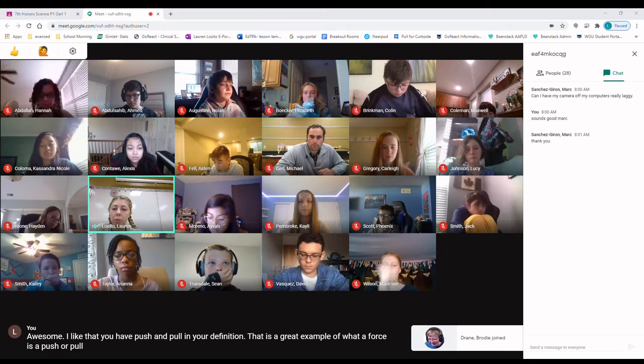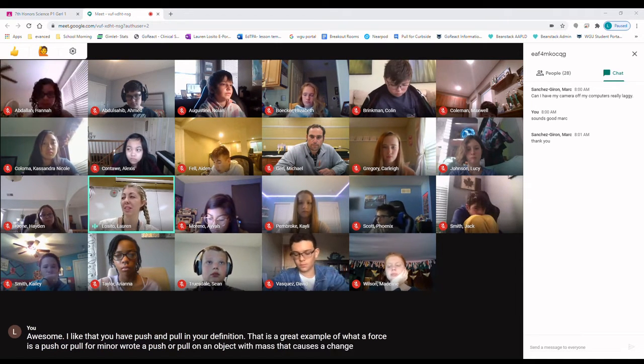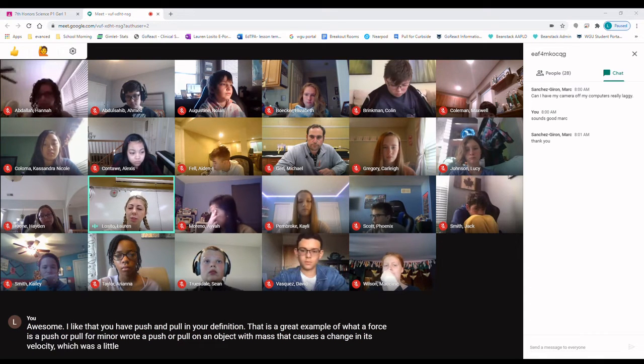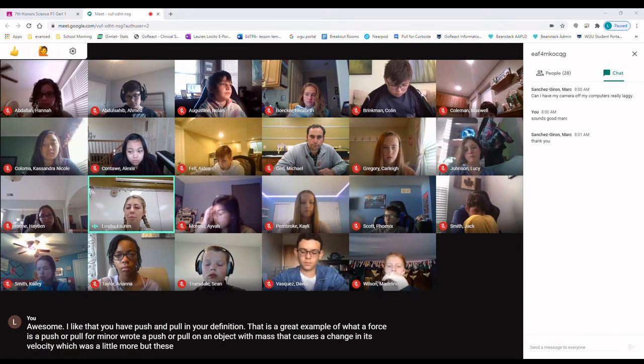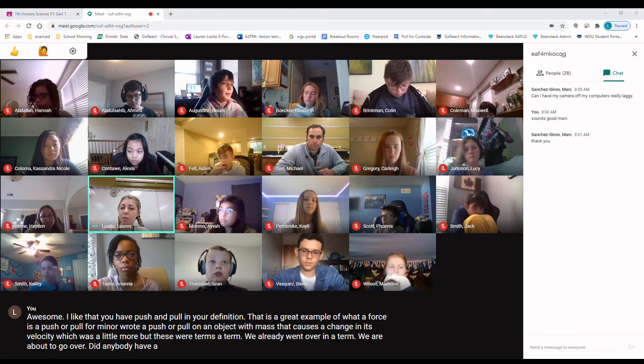For mine, I wrote a push or pull on an object with mass that causes a change in its velocity, which was a little more, but these were terms, a term we already went over and a term we are about to go over. Did anybody have a unit for force?